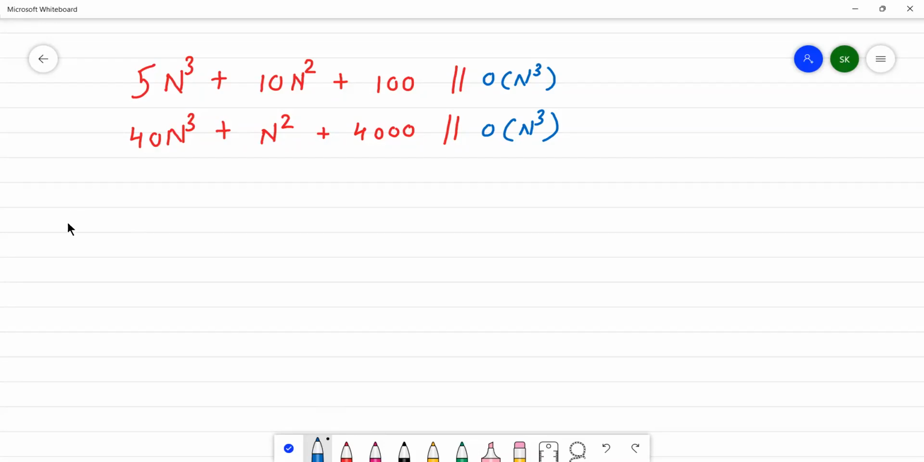Now, if I tell you all to calculate the answers for n equals to 5 and n equals to 100, you calculate the answers for both of them in both the cases and tell me which one is getting the bigger value and which one is getting the smaller value.